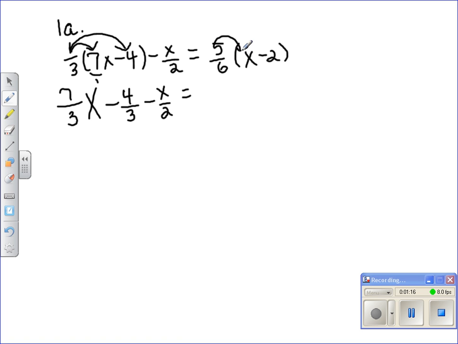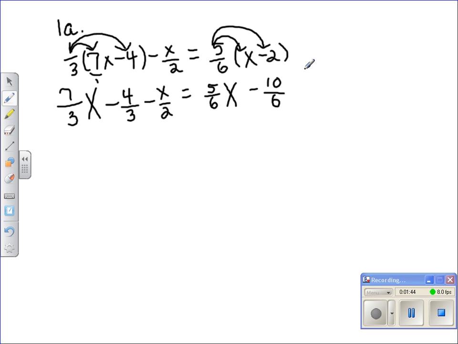again, I'm going to do the numerator times the whole number. Well, what is the whole number in front of that x? It's an understood 1, so I have 5 times 1 is 5 over my denominator of 6 times my x. Minus, again, numerator times whole number, 5 times 2 is 10, over my denominator of 6.